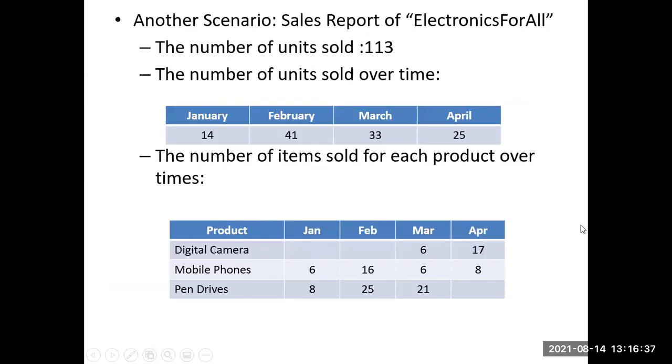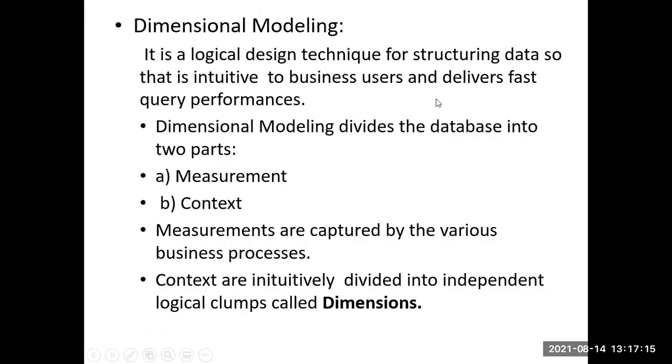Another scenario I had discussed was the electronics store. In one incident, they are going to find out the sales report. The total number of units sold is 113, but that 113 is distributed across different categories, like sold over time, or product over time for which region, and after the region, which product has been purchased a number of times. So they have said the total number is 113, which is distributed with the help of over time and product over time as well as each region.